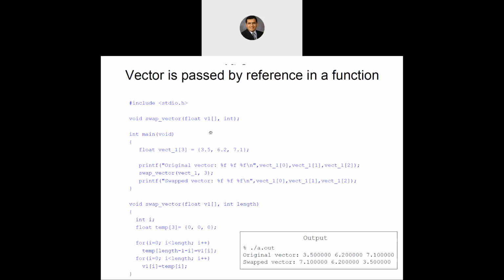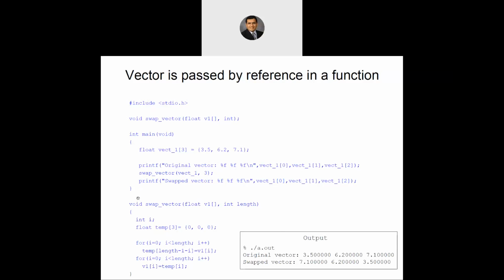Now, look at this program. In this program, we have a function known as swap_vector. I have to prototype this because the main function, the calling function, comes before the called function. Now I create an array, size is 3, and the values are 3.5, 6.2, 7.1. So I say the original vector is 3.5, 6.2, 7.1. I show the value. Then I call the swap vector function.